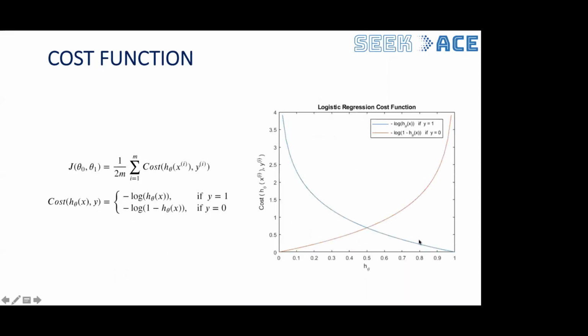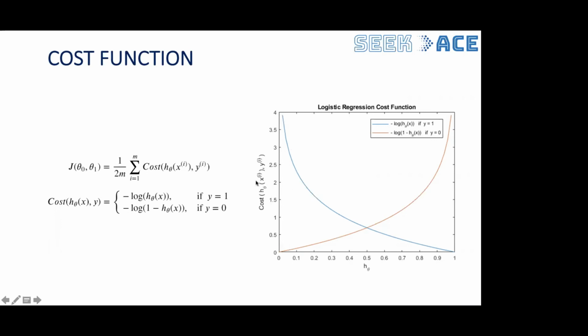So this will be our cost function, and its value will be -log h theta x if y is equal to 1, because this y only has two values, 1 or 0. If y is 1, then we'll use this one as the cost function. If y is equal to 0, we will use this as the cost function. Why? Because log 0 is very, very high.